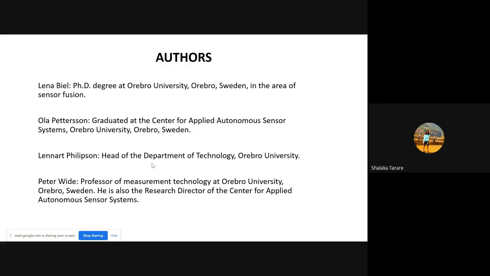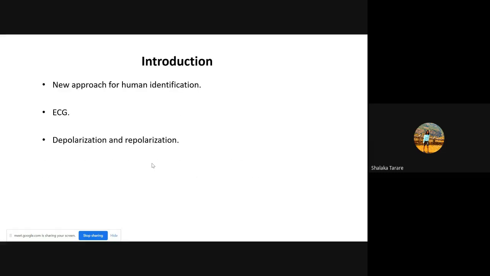These are the authors of the paper: Lena Bell, Ola Peterson, Leonard Philipson, and Peter White. Now, coming to the introduction, in this paper, we'll investigate a new approach for human identification, namely electrocardiogram analysis.